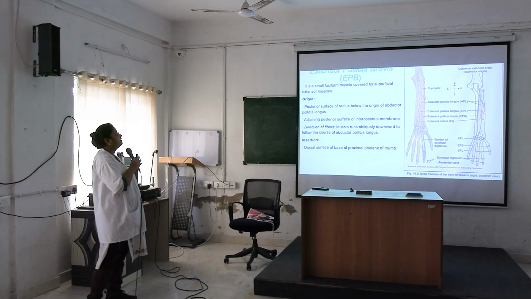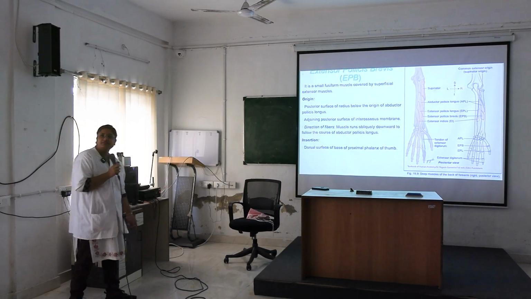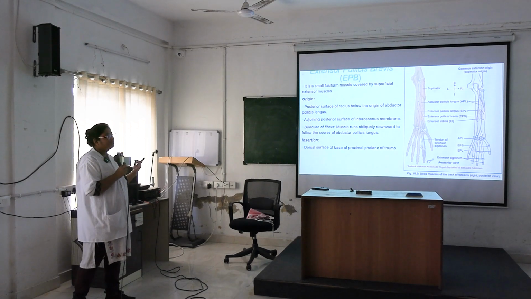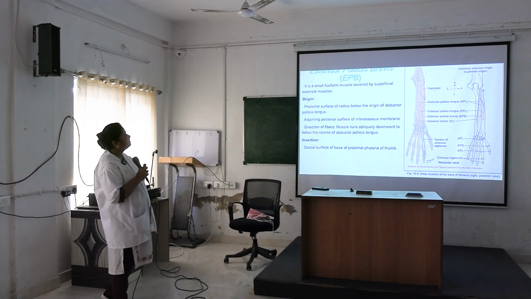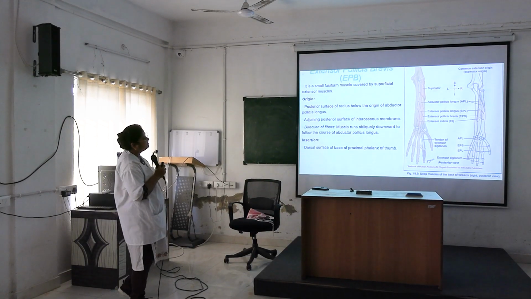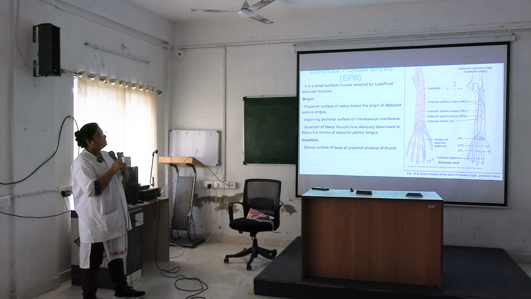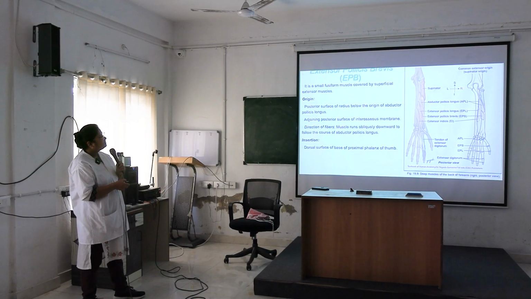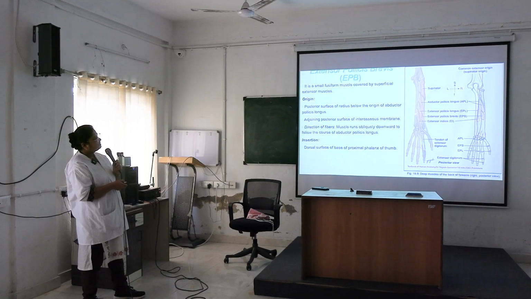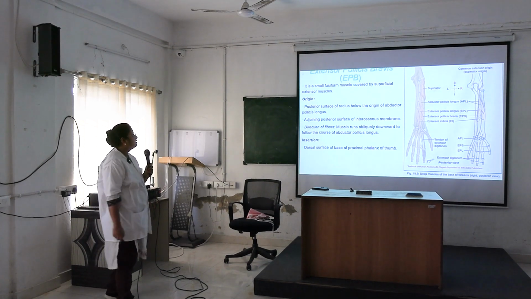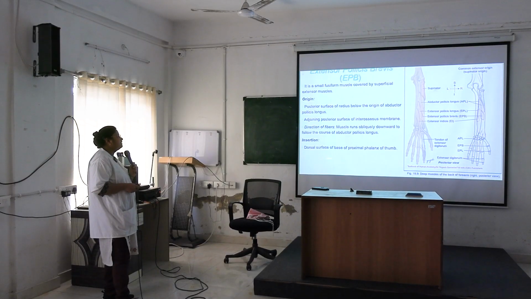We have discussed abductor pollicis longus. Next we are going to extensor pollicis brevis. It is a fusiform muscle covered by the superficial extensor muscles. Origin is from the posterior surface of radius below the origin of abductor pollicis longus, and the adjoining posterior surface of interosseous membrane. The muscle runs obliquely downward to follow the course of abductor pollicis longus. This is abductor pollicis longus, here is extensor pollicis brevis, and extensor indicis. Indicis is going to the index finger and these 2 pollicis are going to the thumb. Insertion is directly into the dorsal surface of the base of the proximal phalanx of the thumb, here extensor pollicis brevis.